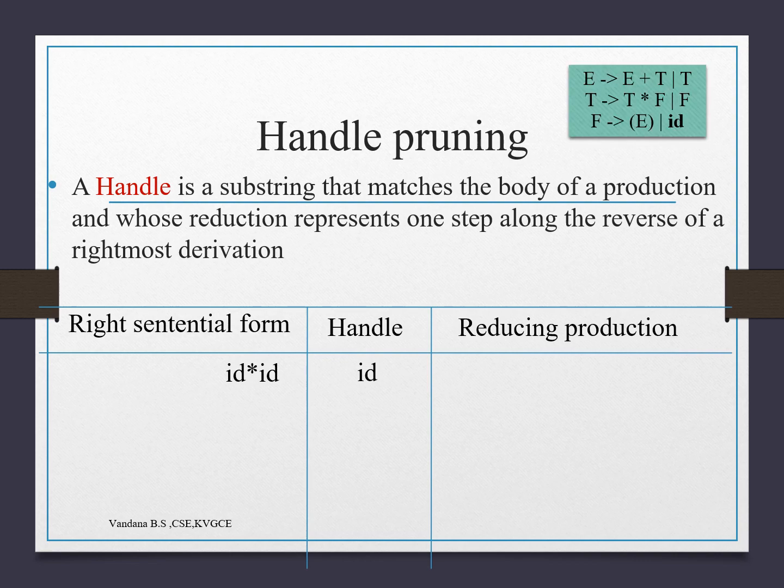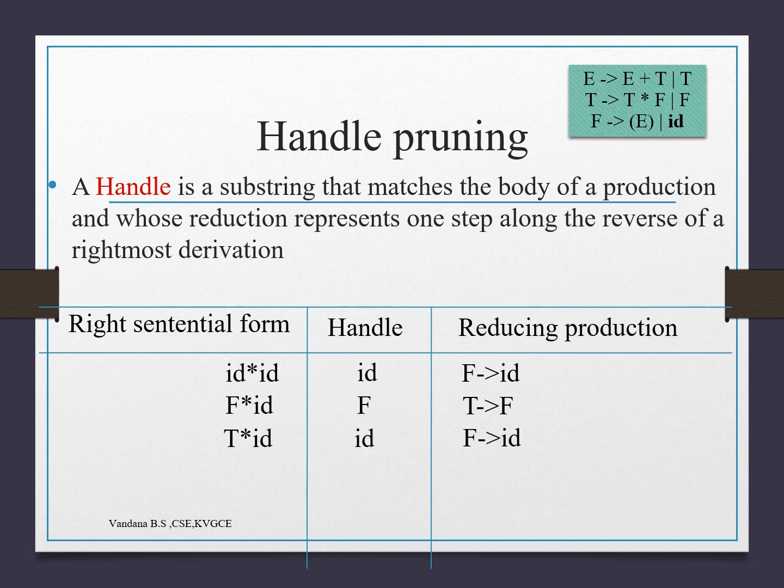Let me take the grammar now. So this is a handle. This exactly matches with head F, right? F derives ID. So now it is replaced, and the right sentential form is F star ID. Now what is the handle? F. Production match: T derives F. Therefore, the handle F is reduced to T. So T star ID. Which is the handle now, T or ID? Confusion. But I select ID as a handle.